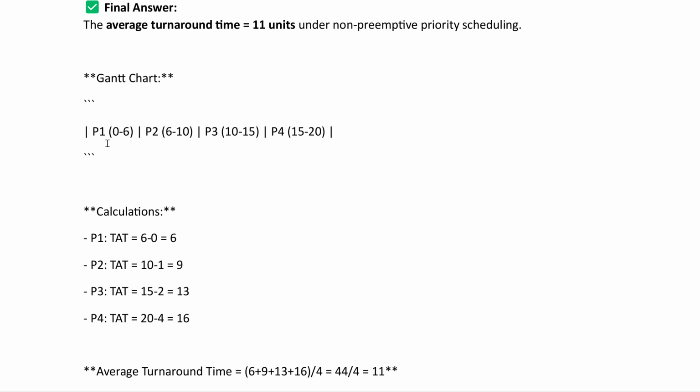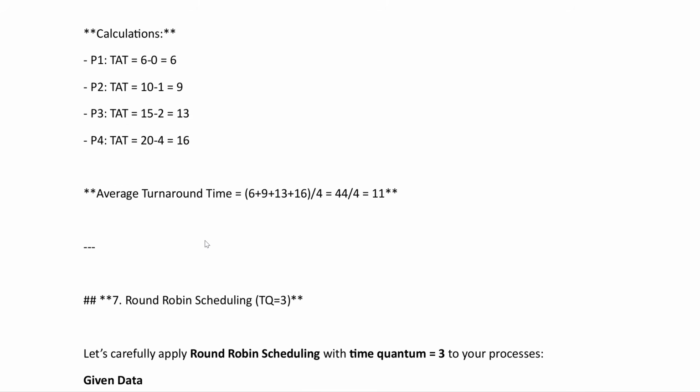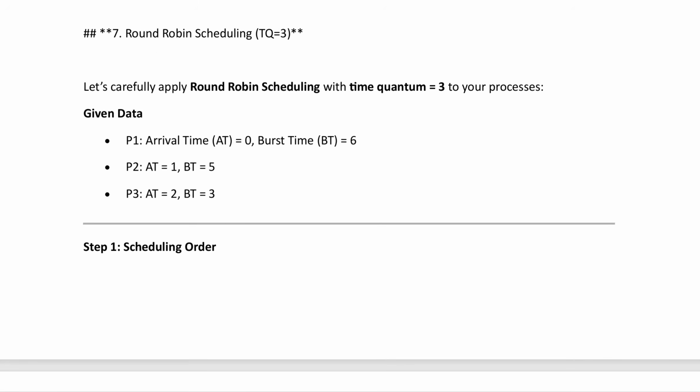The Gantt chart you can also easily draw, as the sequence of process execution is P1, P2, P3, P4. P1 has a burst time of 6, P2 has a burst time of 4, P3 has a burst time of 5, P4 has also a burst time of 5. So you can draw the Gantt chart as well. Clear? So the average turnaround time has already been computed by us previously, which comes out as 11. Right? Next is question number 7.